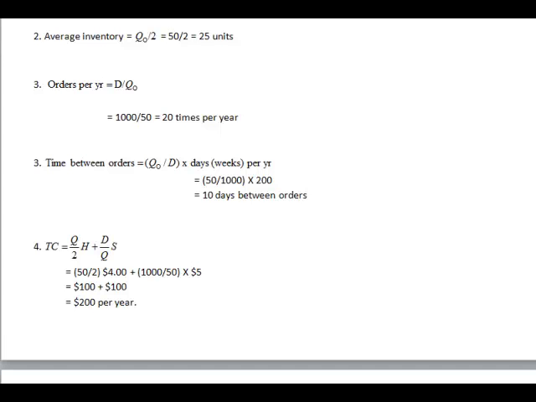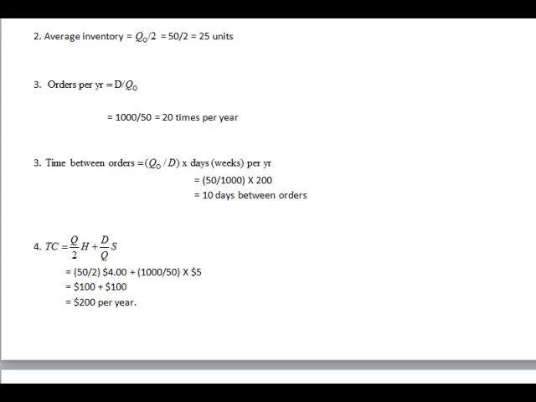In this example, we've stated it in work days, 200 work days a year. So 50 divided by 1,000 times 200 is equal to 10. So there's 10 work days between each order. And then finally, the last calculation is what is the total annual cost for ordering and storing this particular material.